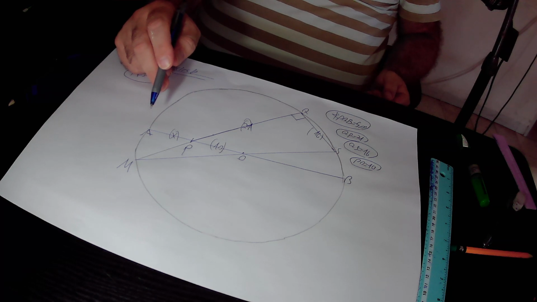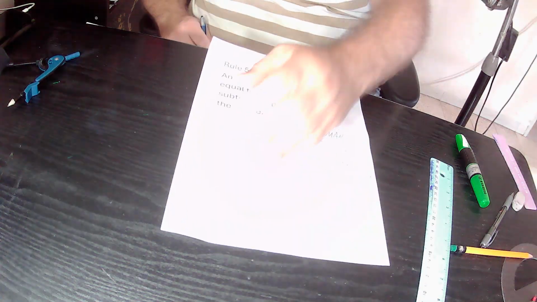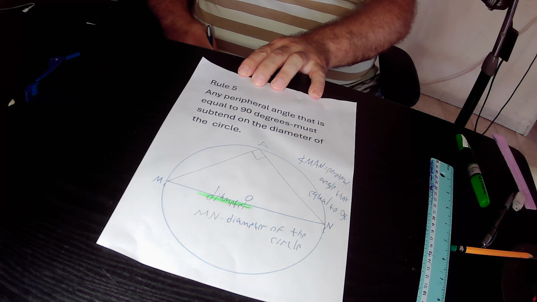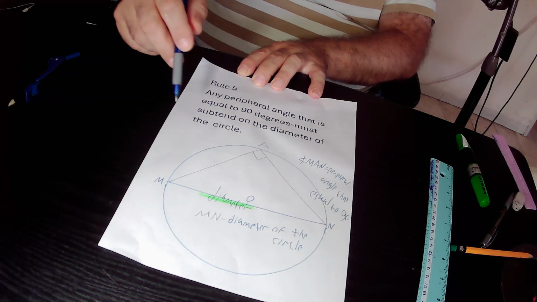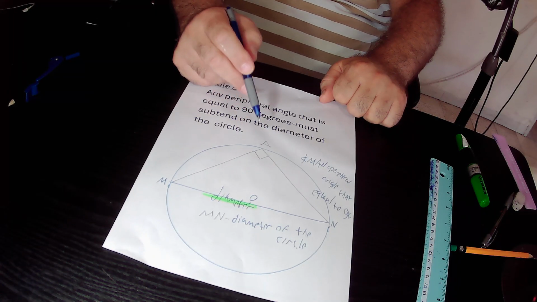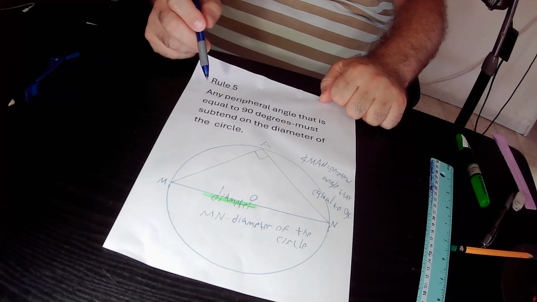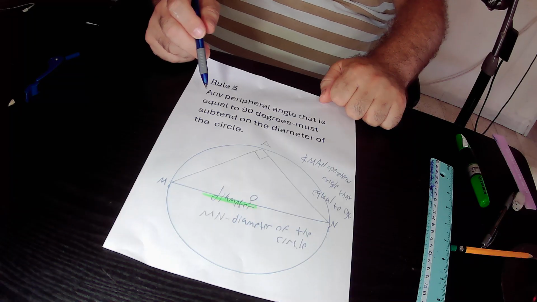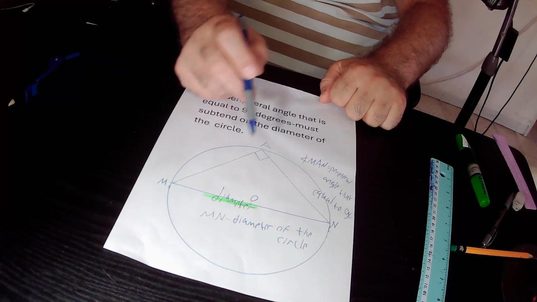So here we can implement rule 5. Repeat quickly rule 5. According to rule 5, any peripheral angle that is equal to 90 degrees must subtend on the diameter of the circle. In the drawing you have a circle. This is peripheral angle MAN, that is the right angle. That is to say, it is equal to 90 degrees in its size. So peripheral angle MAN, that is the right angle, must subtend on the diameter of the circle. And indeed, peripheral angle MAN subtends on chord MN, that is the diameter of this circle.